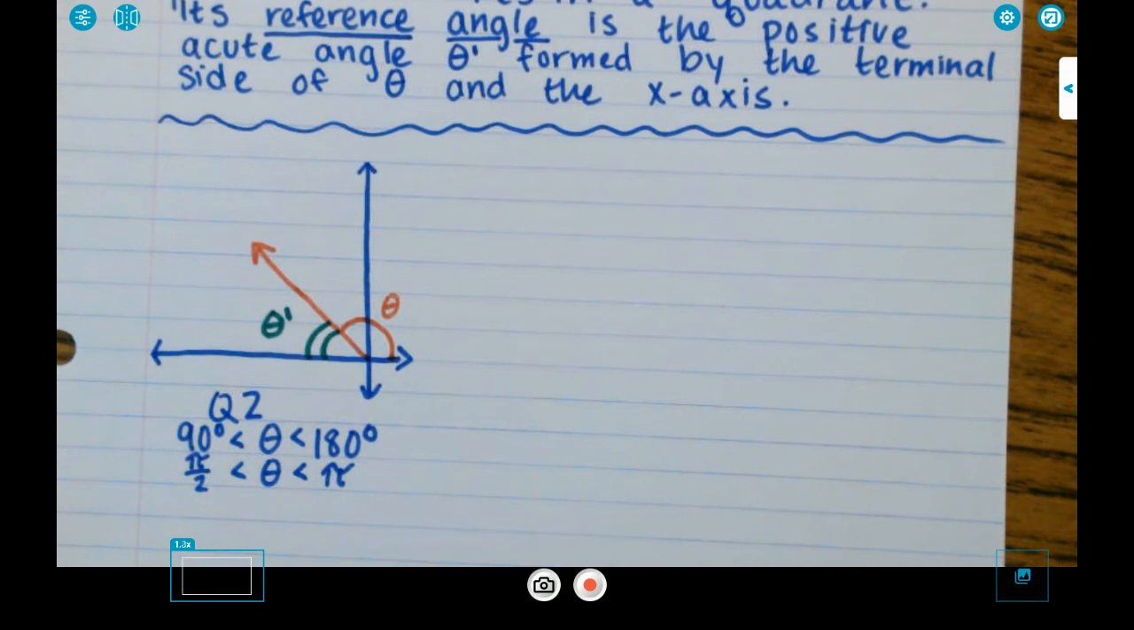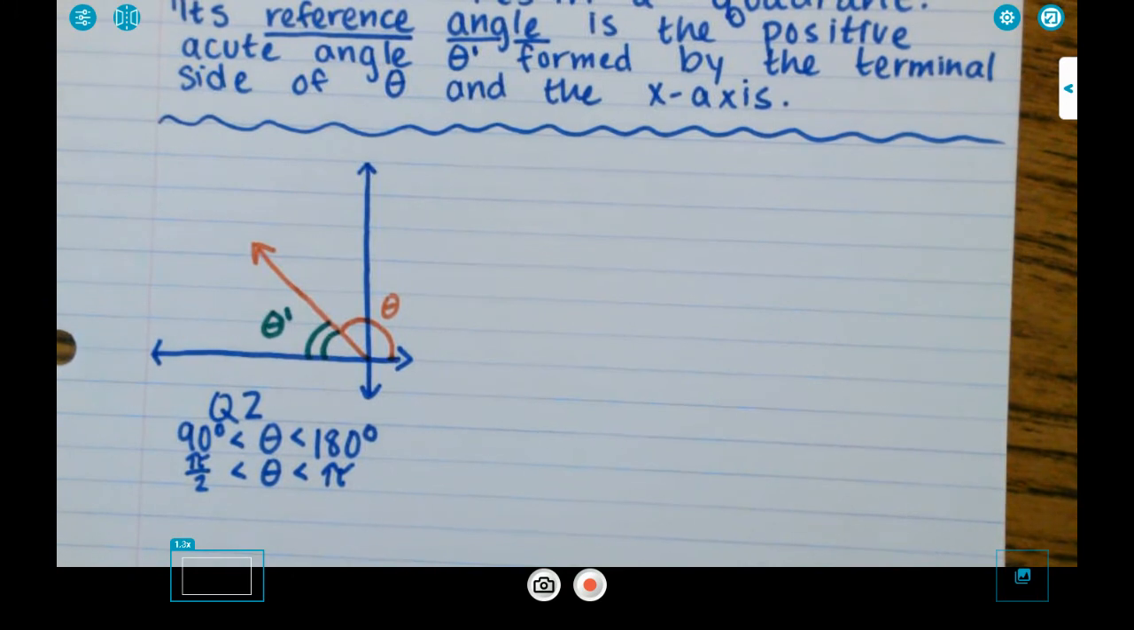So, just using our understanding of angles, from here all the way to here, how many degrees would that be? 180. So to find this angle, we just take 180 and we subtract the red theta to find our theta prime. And then that theta prime is our reference angle.